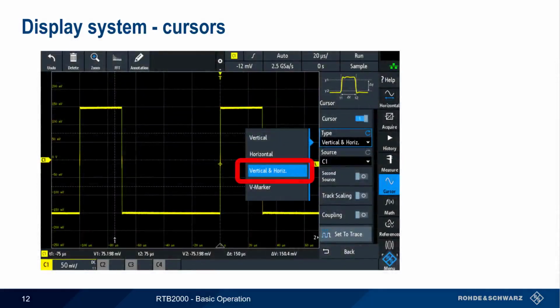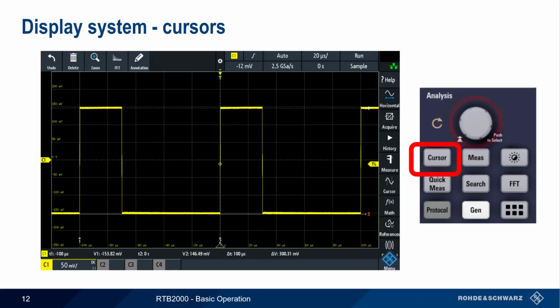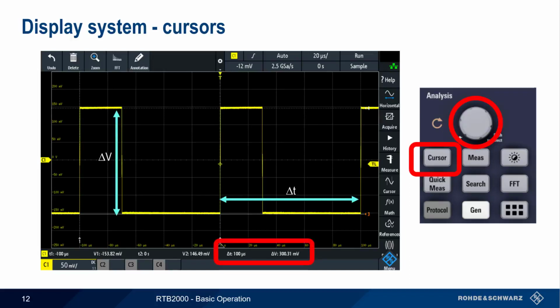Cursors are a significant improvement compared to counting divisions. By using two sets of cursors, vertical and horizontal, we can get results much more quickly and more precisely. We enable cursors using the cursor button and adjust them using the cursor knob, pushing the knob in to toggle between the different cursors. Values for each cursor and the difference between pairs of cursors can then be automatically read from the bottom of the screen.